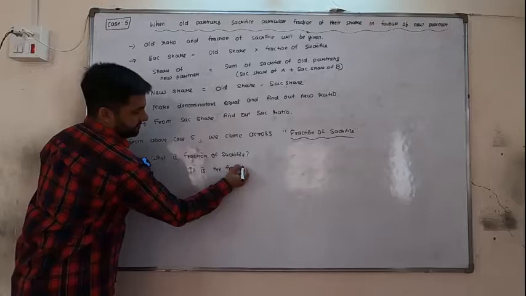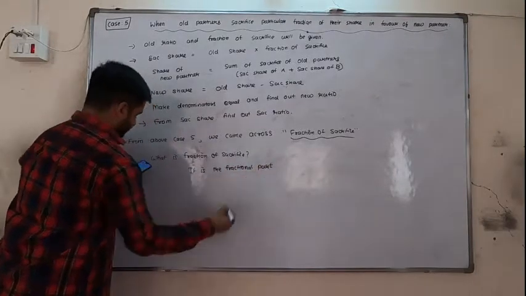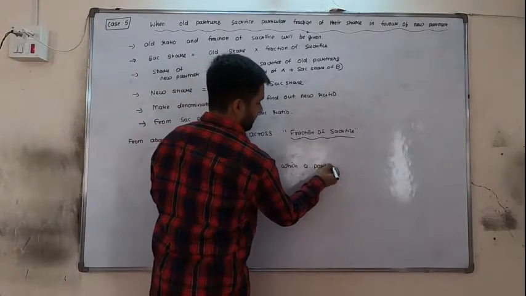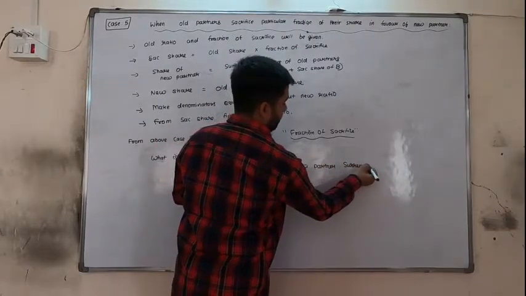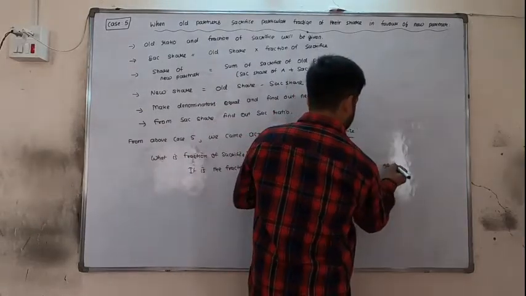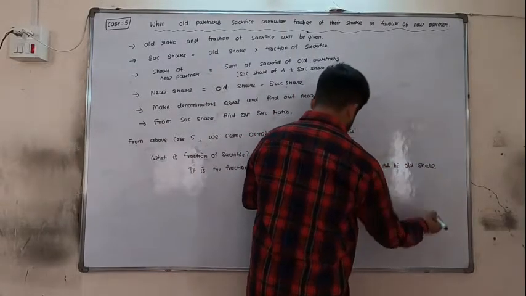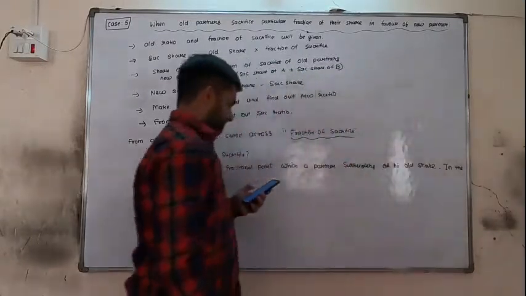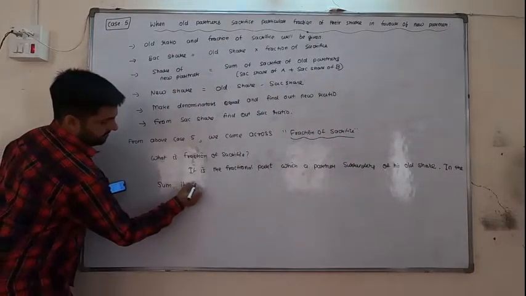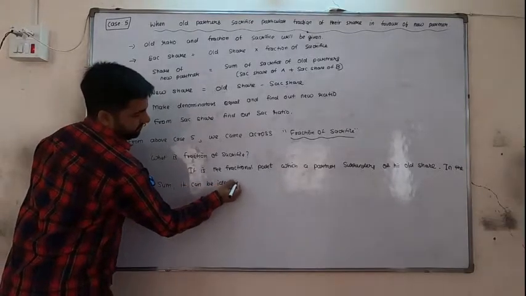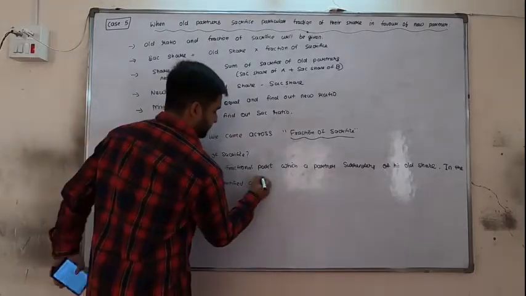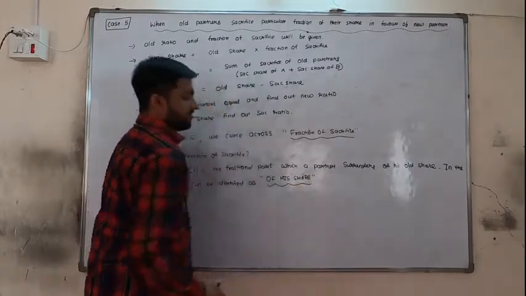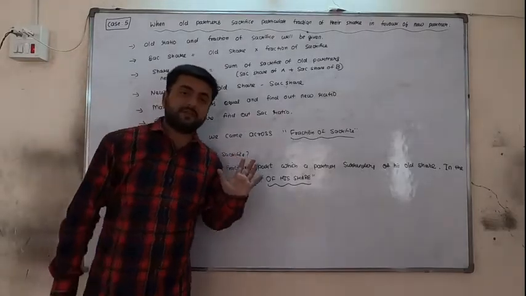What is fraction of sacrifice? It is the fractional part which a partner surrenders of his old share. In the sum, it can be identified as "of his share." How will you identify the sum? This is of case 5. In the sum, it will be written "of his share." Okay? Now we are solving sums for.